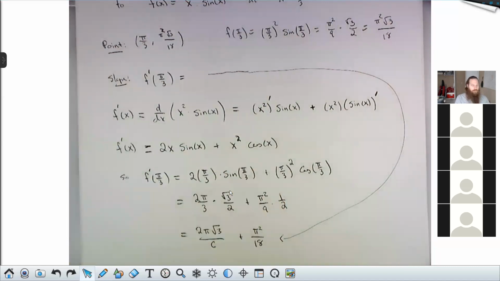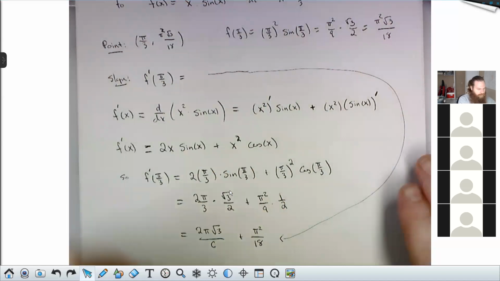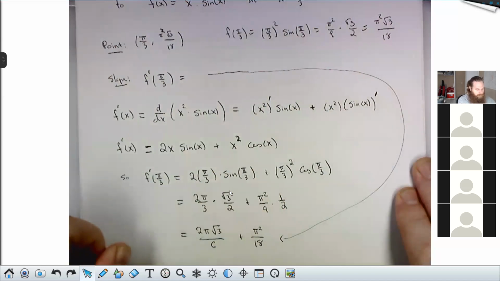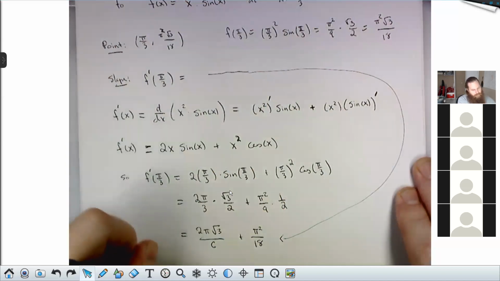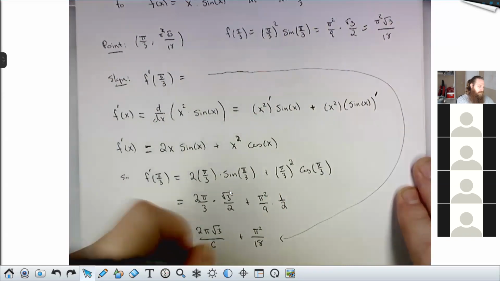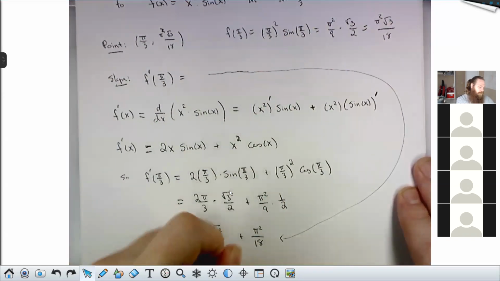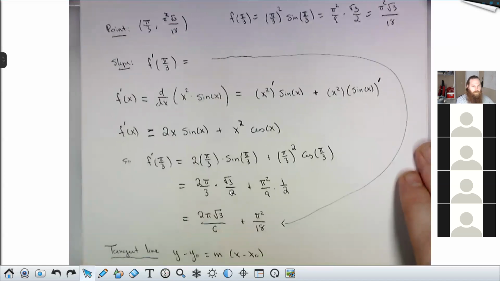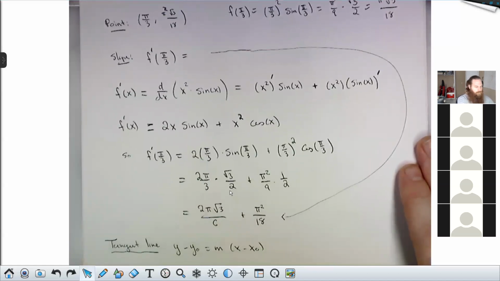So if I want to put all of this into my tangent line, I use the same point slope formula, right? y minus y0 equals m times x minus x0. My point x0, y0 is pi over 3 comma pi squared root 3 over 18. And my slope m is this whole expression here.